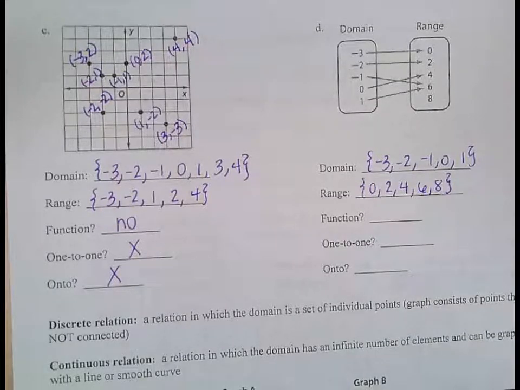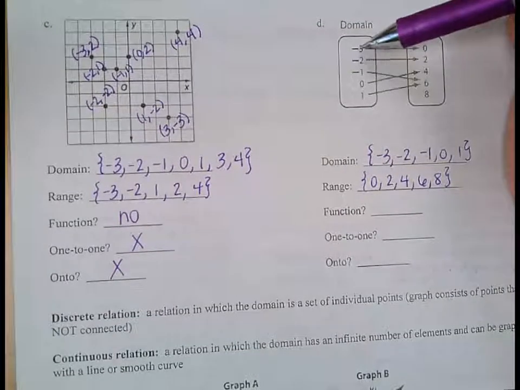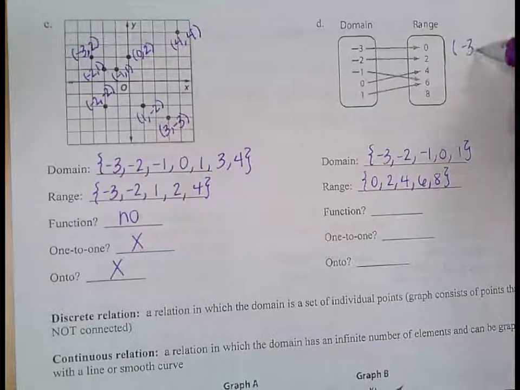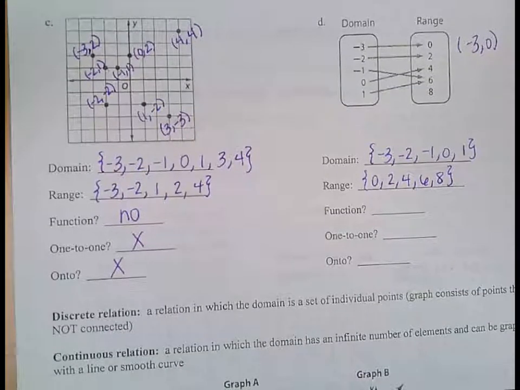And how a mapping works, in case you're not as familiar with mappings, this is saying the x value negative 3 is paired with the y value 0, so as an ordered pair, that would be negative 3, 0. For how to read that, negative 2 is paired with positive 2, and so on.